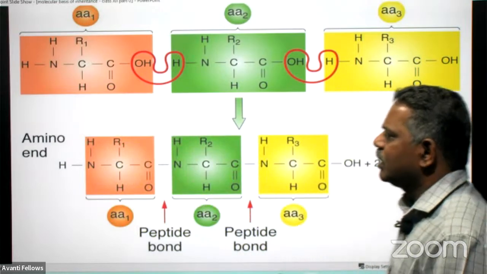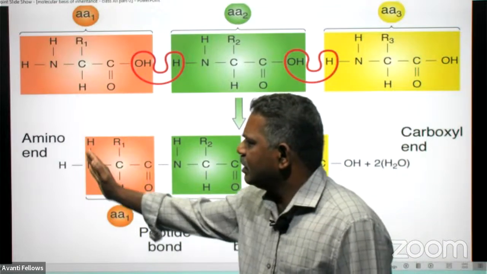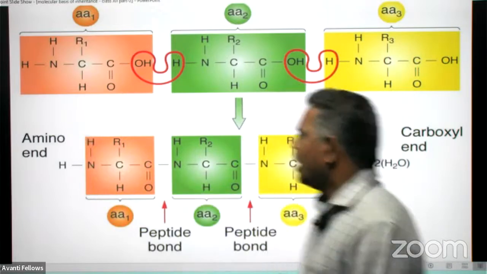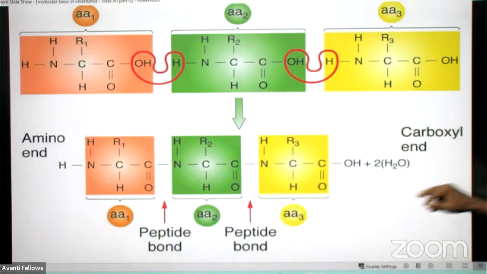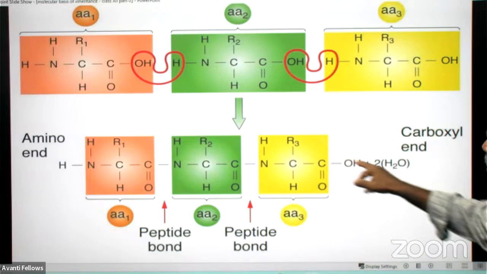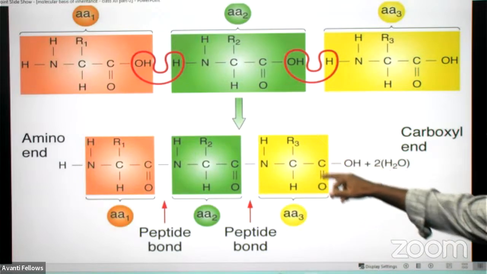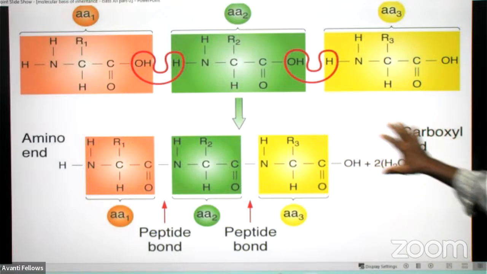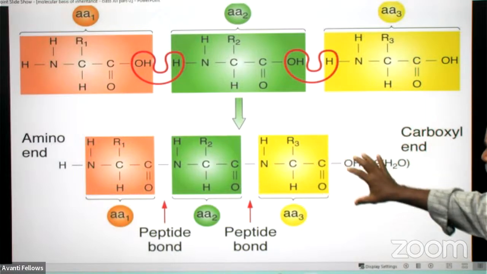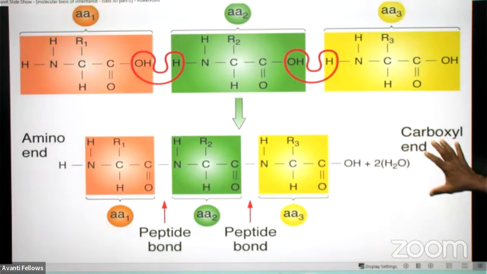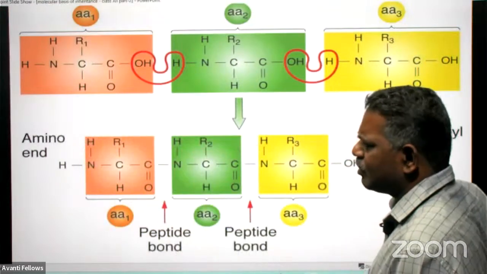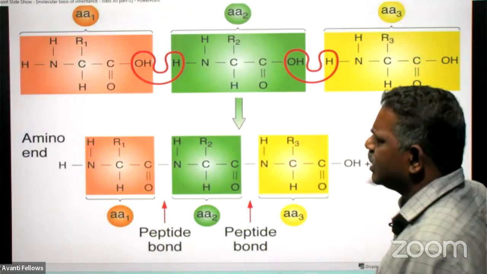In every protein, one end has a free amino group, the NH2 group is free here, and the opposite end of the protein has the COOH group. This is the carboxyl end of the protein, where the carboxyl group is free. So we call this end of the protein the carboxyl end. Thousands of amino acids will be there in a protein, not 3 or 4 or 5.